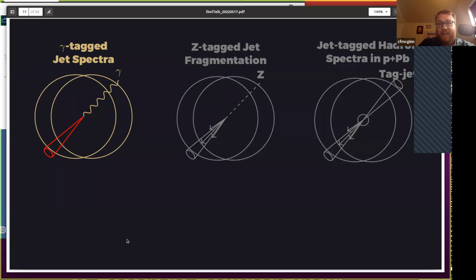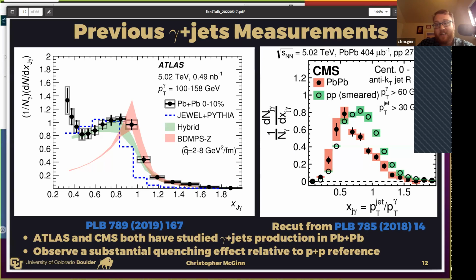With that preamble out of the way, result number one, gamma-tag jet spectra. It is not a new idea to take a colorless object produced at the tree level with the jet and use that as your initial hard scattering proxy, so that you have a sense of the full amount that the jet has lost energy, rather than making a selection on the jet after the fact and incorporating some sort of pT selection bias.